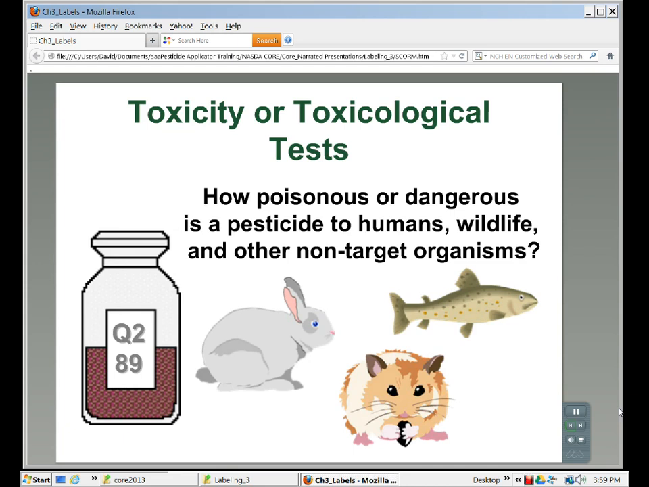Toxicity or toxicological tests are conducted in a laboratory setting. Generally, laboratory animals, such as rats and rabbits, are exposed to the pesticide to determine what amount causes everything from ill effects to death.